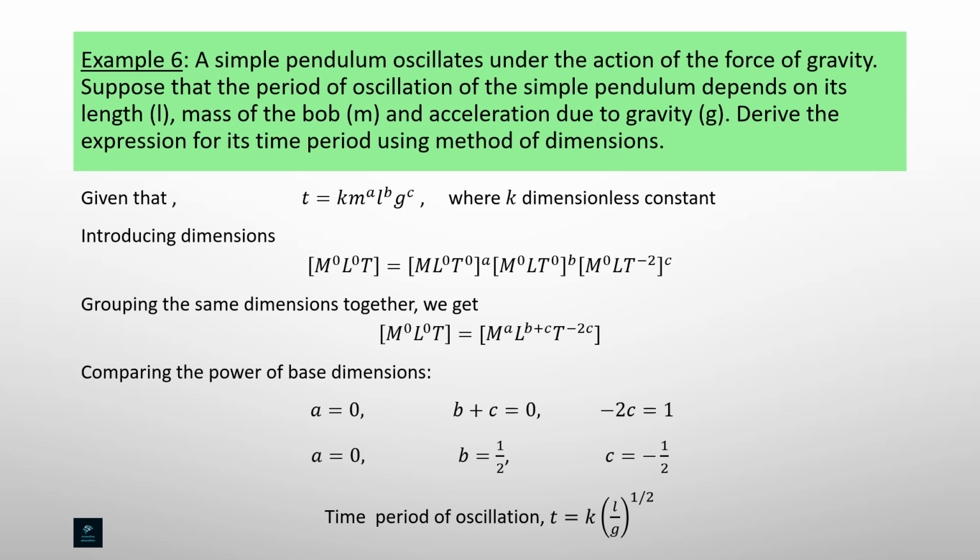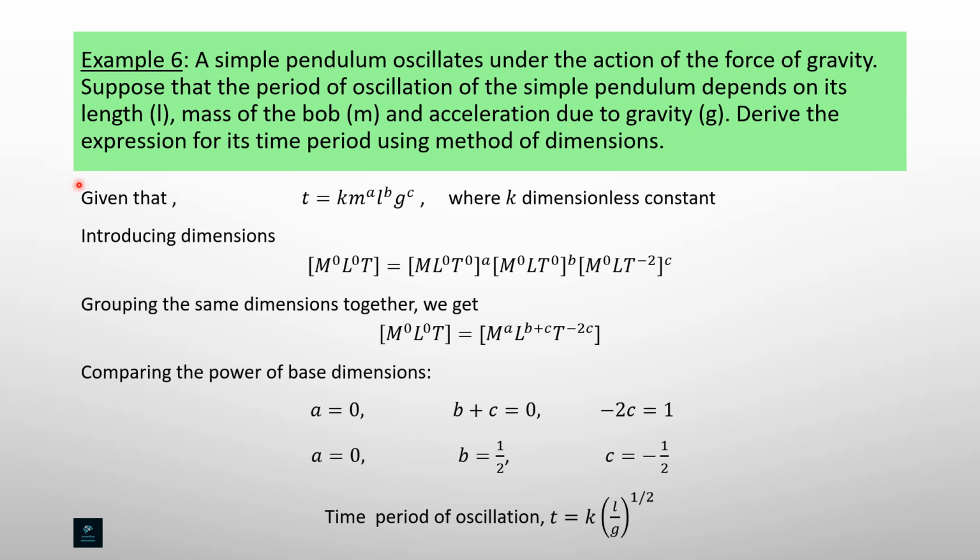This is a problem on dimensional analysis. A simple pendulum oscillates under the action of gravity. Suppose that the period of oscillation of the simple pendulum depends on its length L, mass of bob m, and acceleration due to gravity. We are required to derive the expression for its time period using method of dimensions.